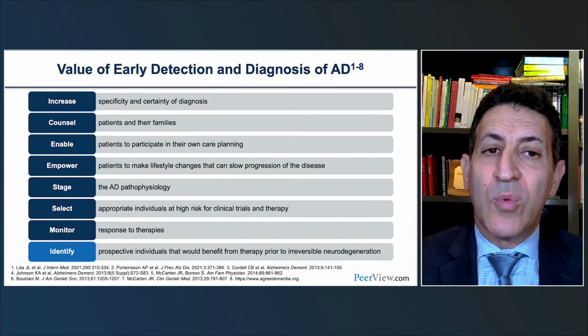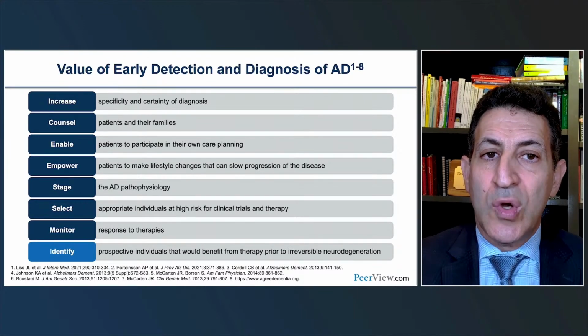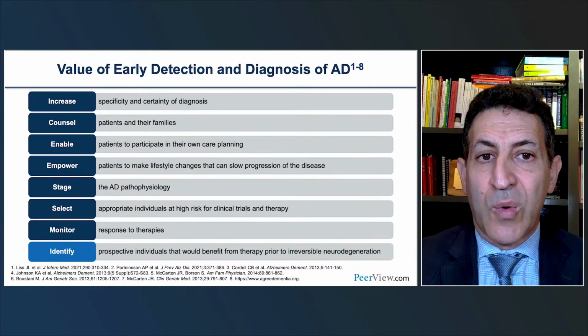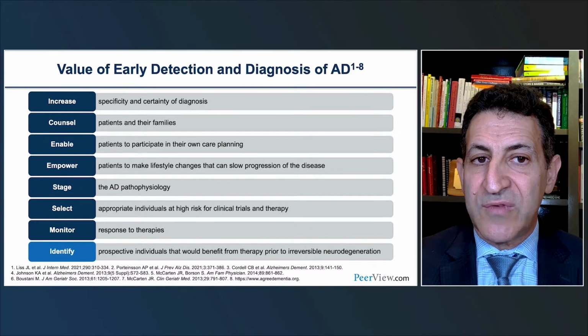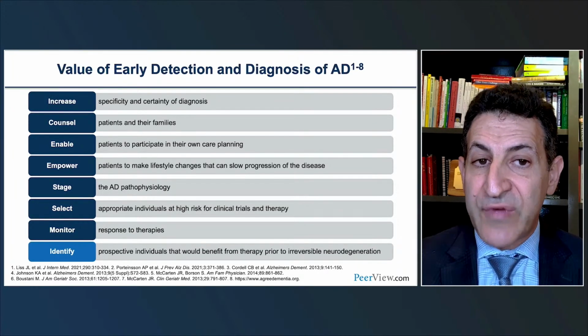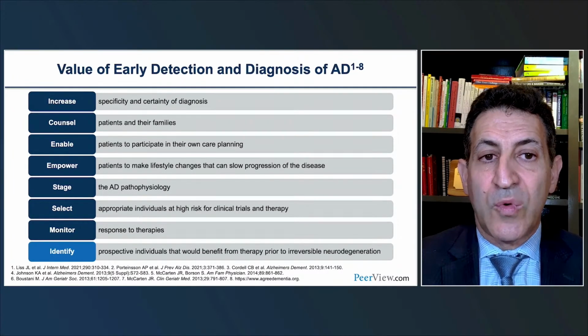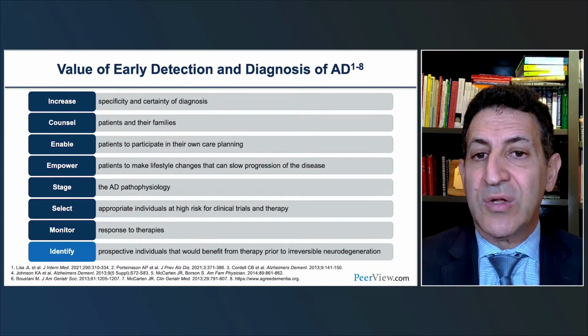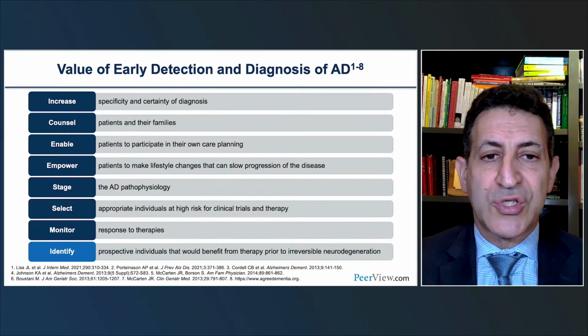So what we really want to achieve is to increase the value of detection and diagnosis of Alzheimer's disease. We want to increase the specificity and certainty of diagnosis. We want to counsel patients and their families on this. We want to enable patients to participate in their own care planning, particularly in the mild cognitive impairment. I call this your voice.